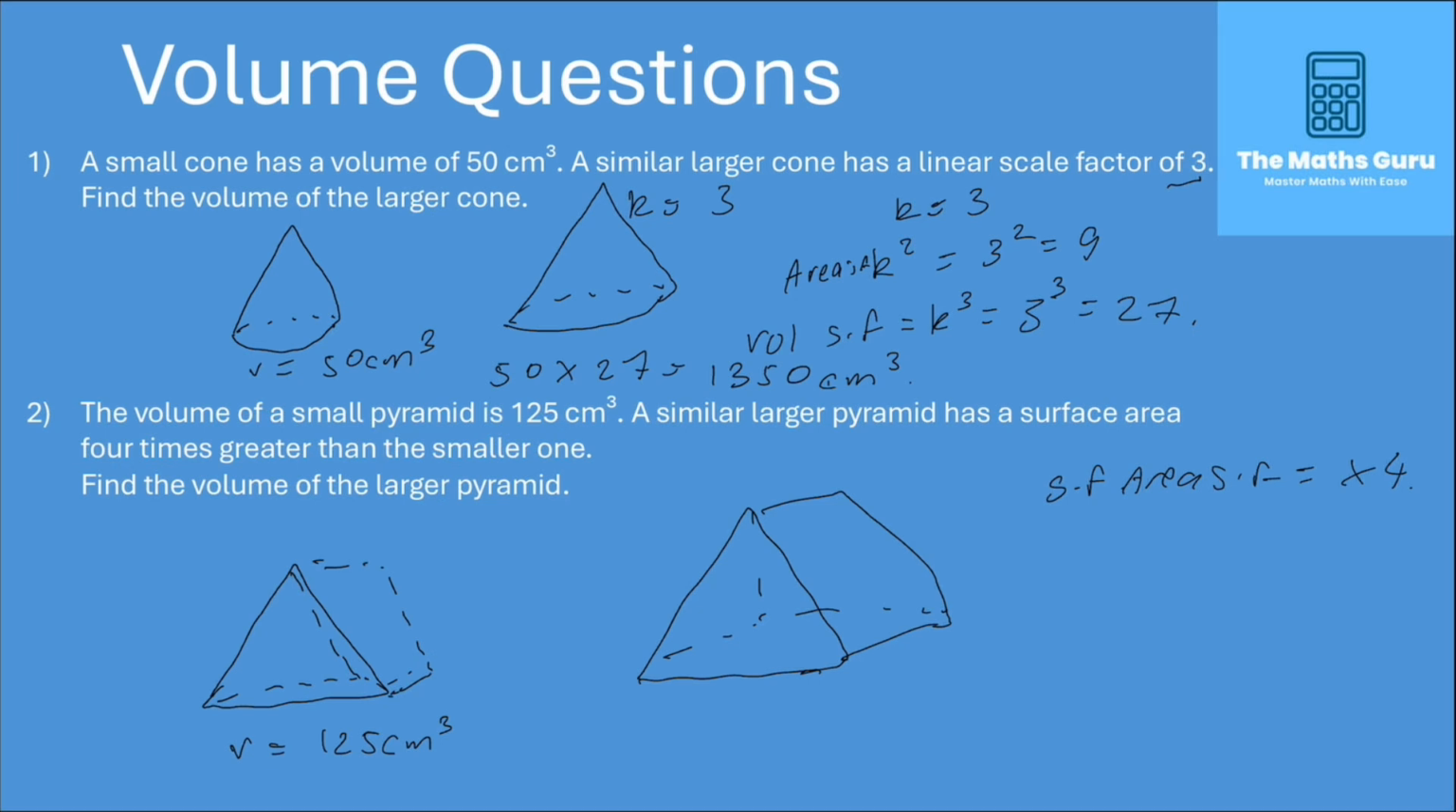Now we need to work backwards in this case to work out our length scale factor. So what we do is we square root our 4 to get the length scale factor of times by 2. Then we look at our volume scale factor and we do 2 cubed, which is equal to 8. That is our volume scale factor. So to work out the volume of the larger pyramid, we do 125 centimeters cubed times by 8. So 125 times by 8 gives us 1000 centimeters cubed.